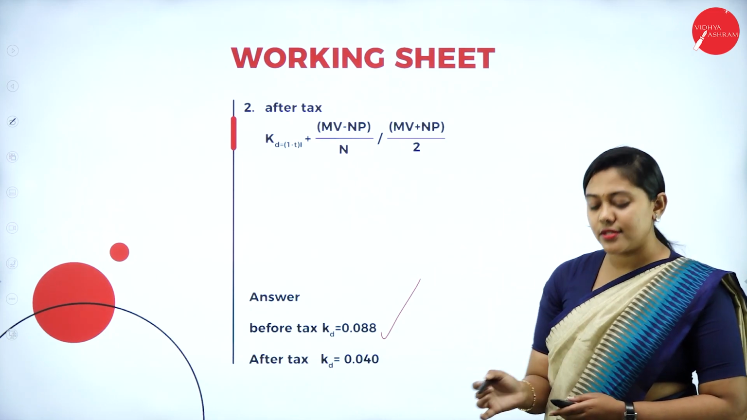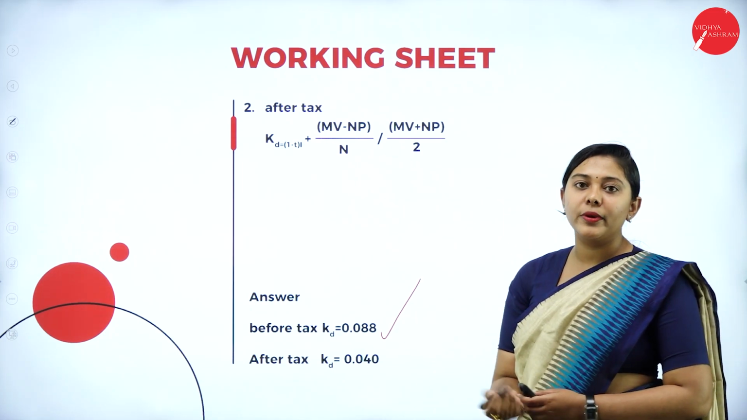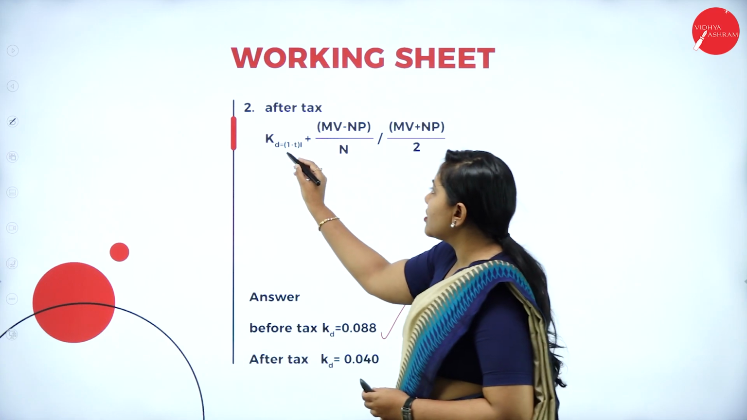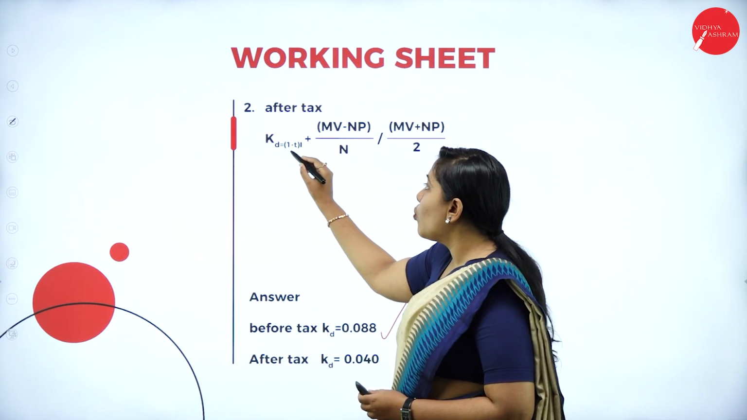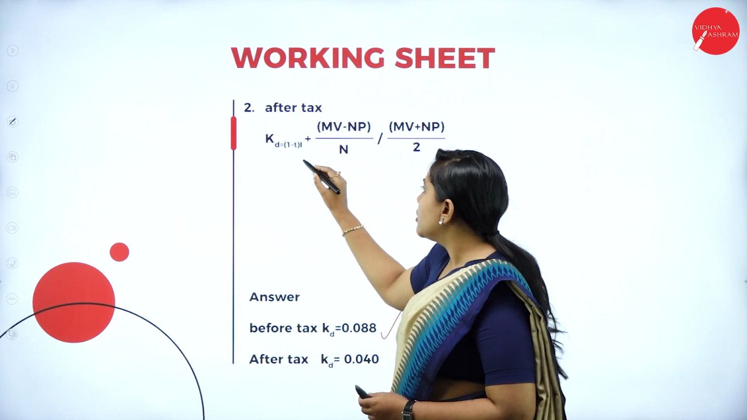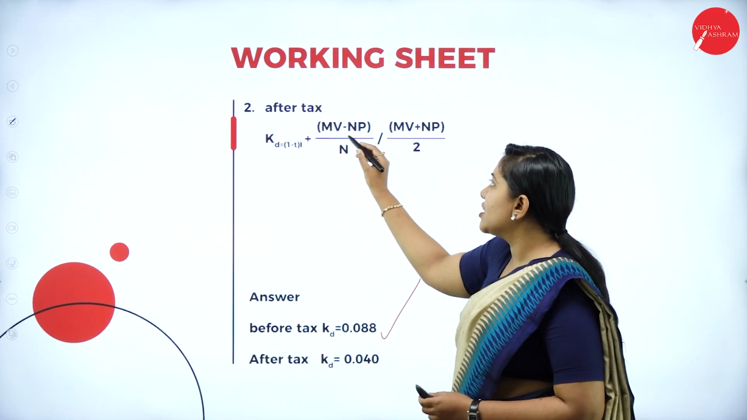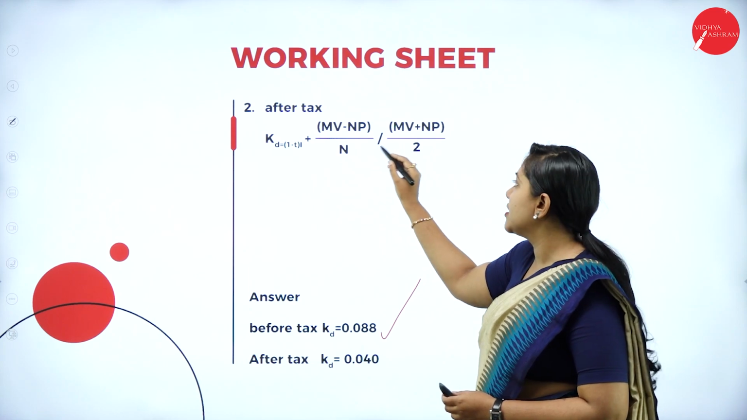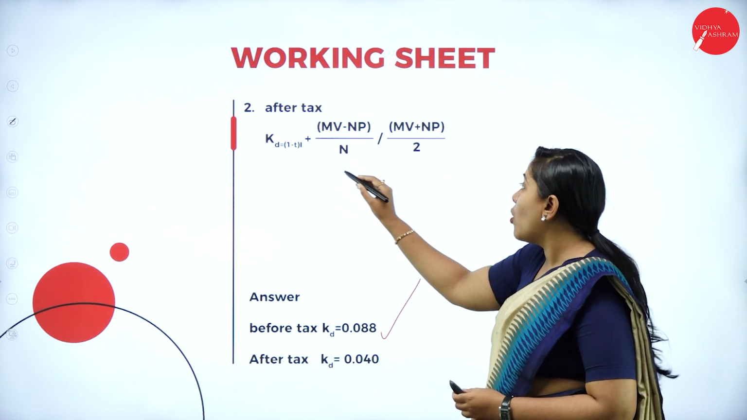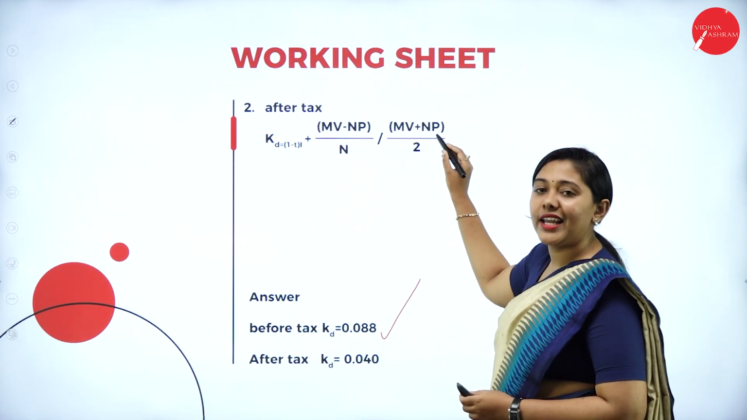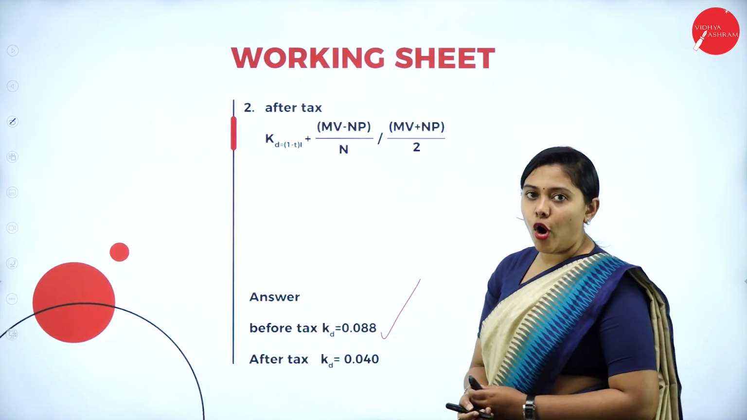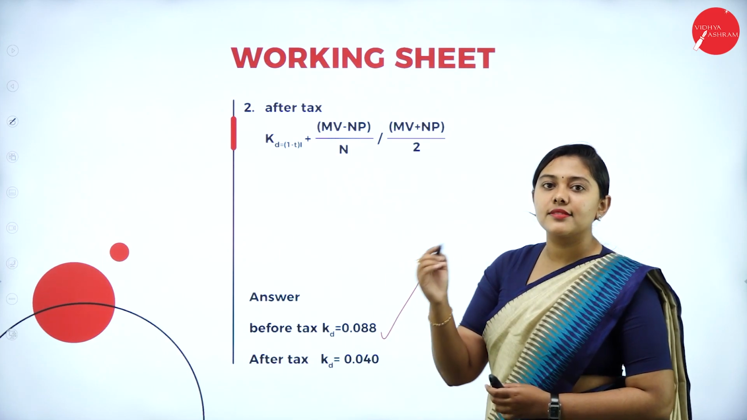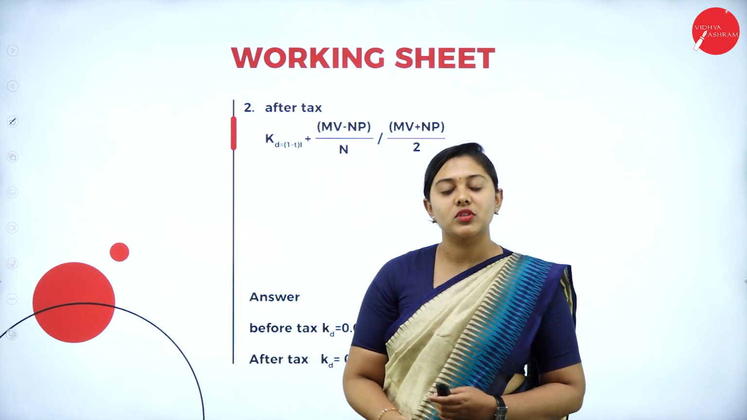So the only difference is what here? Tax has to be included. So what is the formula? Cost of debt is equal to 1 minus tax into interest plus maturity value minus net proceeds divided by n, whole divided by maturity value plus net proceeds divided by 2. So that is the formula. So we have all the values. Let's substitute the values and look into the problem.